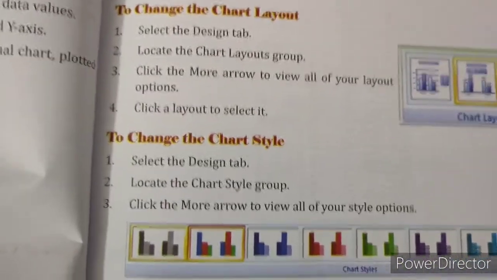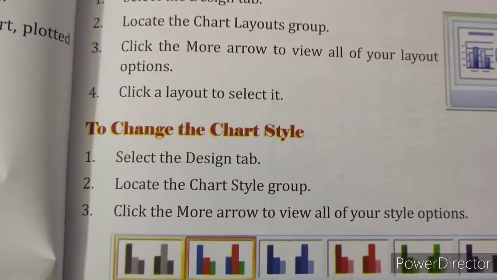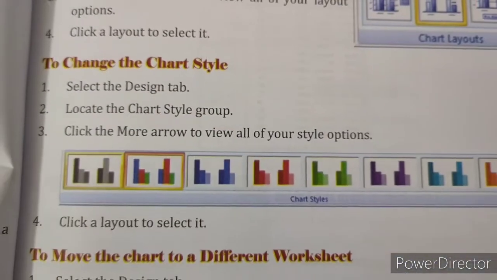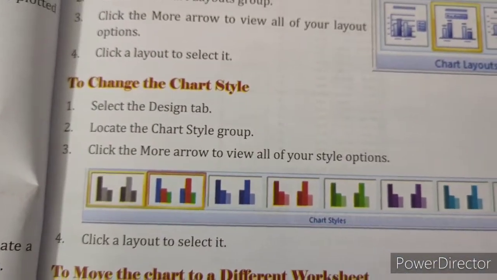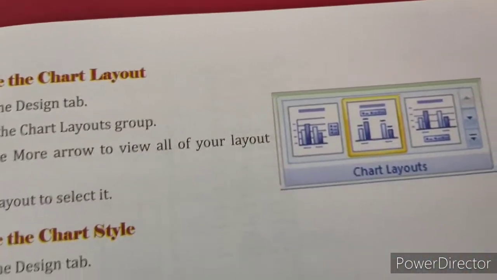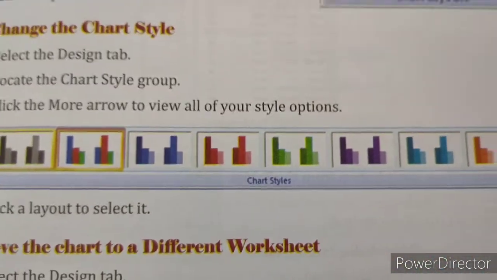Now to change the chart style, we have to select the design tab, locate the chart style group, click on the more arrow to view all your style options. So these are all the styles of your chart. You can select one of them.